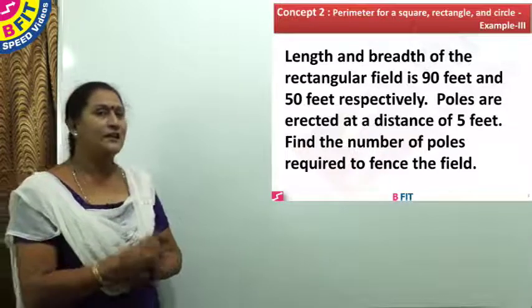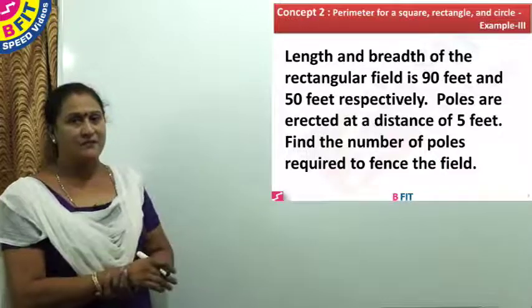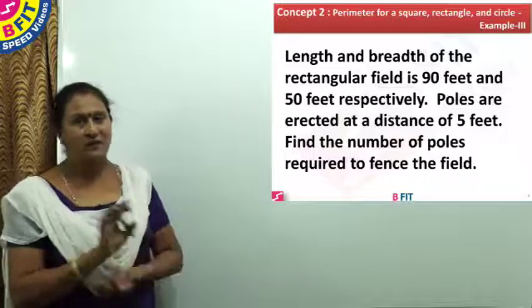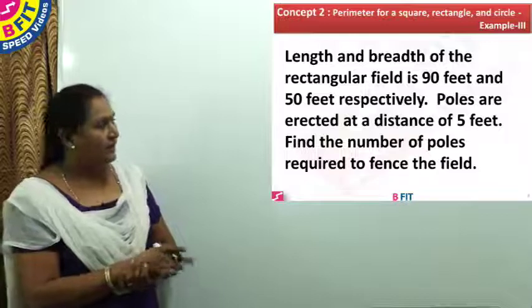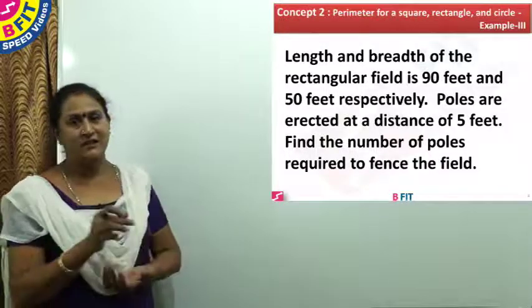So how to find the number of poles? We'll find the full length which has to be fenced. And what is the total length? The total length is the sum of all sides, that is the perimeter. So we can find the perimeter of the rectangular field, and dividing it by 5 we get the number of poles. So we'll see the working.